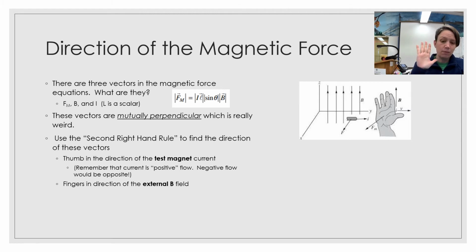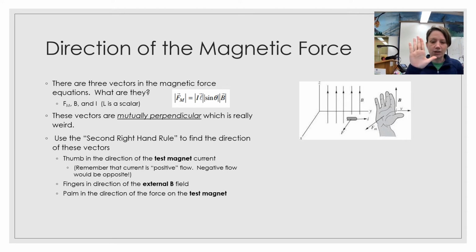So in the last problem, fingers were magnetic field, but they were the field from this wire. In this problem, it's still field, but it's the field from another magnet. So that's a little bit of a nuance. But in any case, fingers kind of look like field lines, so fingers point in the direction of the magnetic field. And then the third vector is going to be an imaginary arrow popping out of your palm. And that is going to be the direction of the force on the test magnet.